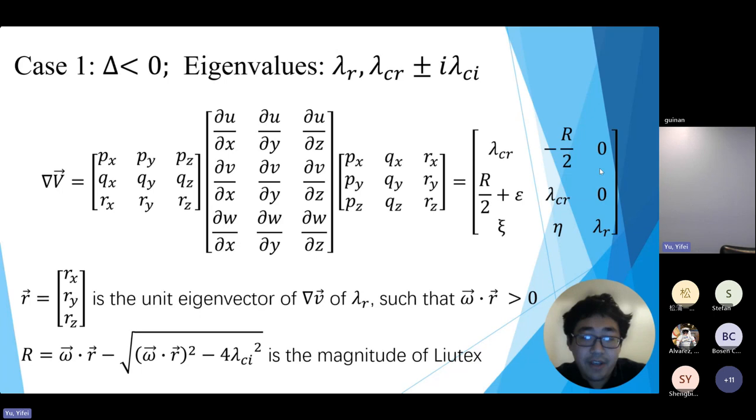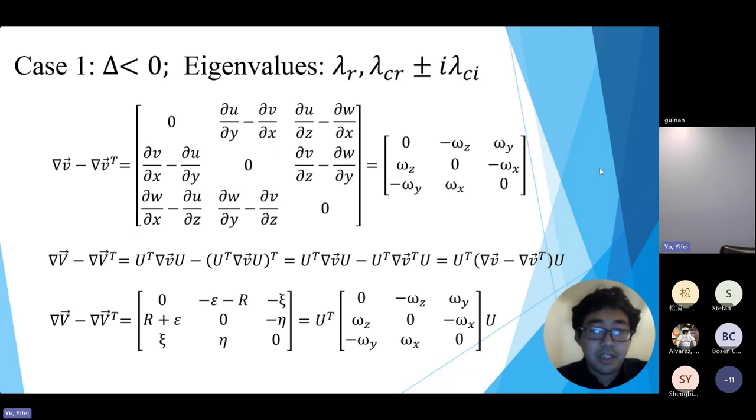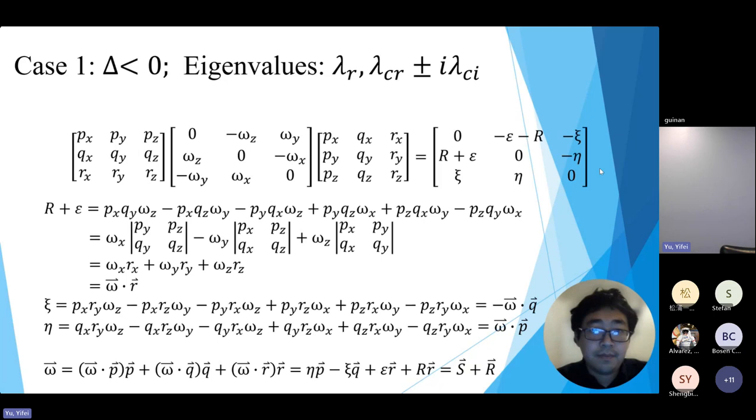First, we start from this vorticity matrix, which can be obtained from nabla v minus its transpose. If we transform this matrix into the PQR system, then we can find it should equal the principal matrix minus its transpose. And thus, we can get the following equation. After we multiply, what we get on the left-hand side should equal what we get on the right-hand side. And thus, we can solve that R plus epsilon equals omega dot r, xi equals negative omega dot q, and eta equals omega dot p.